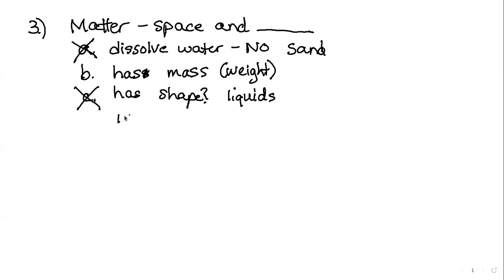And last is visible. Well, what about oxygen? We know it's there because we breathe it, but it is not visible. So D is not an issue. So B is going to be our answer. All matter takes up space and has mass.